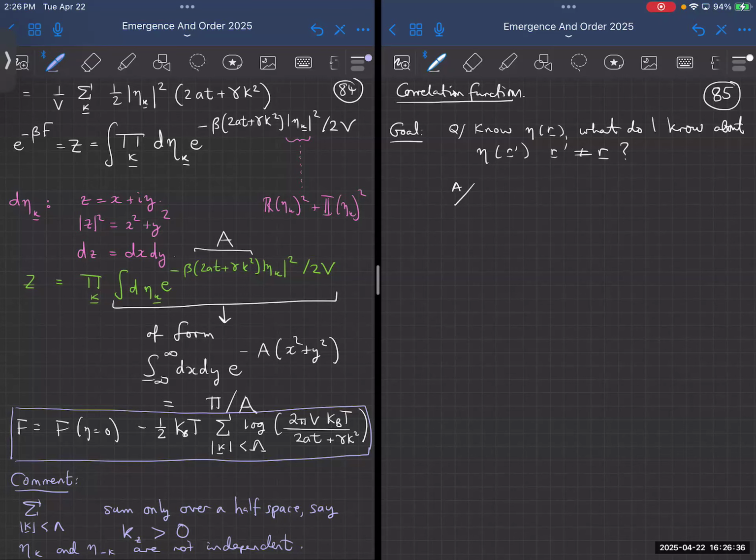And what do we expect? Well, we expect the answer is going to depend on how far away they are. If I've got two spin variables or order parameter variables very close to each other, they're going to be highly correlated. If one is up, the other is going to be down, and so on. If they're 100 miles apart, they're probably not going to know what each other is doing. So what we expect is that this depends on distance. And the question is exactly what?